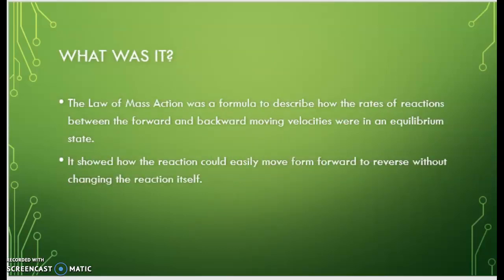What is it? The law of mass action is a formula to describe how the rates of reactions between the forward and backward moving velocities were in an equilibrium state. It showed how the forward velocity and the backward velocity would be the same during a reaction, so nothing was actually changing in the reaction, but it was still producing and products were still turning into reactants. So it was like you were on a treadmill. The treadmill is running forward and you're going forward with it, but you're not actually going anywhere. If that gives a better idea for people.